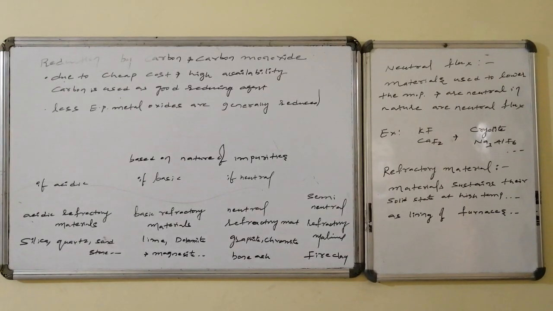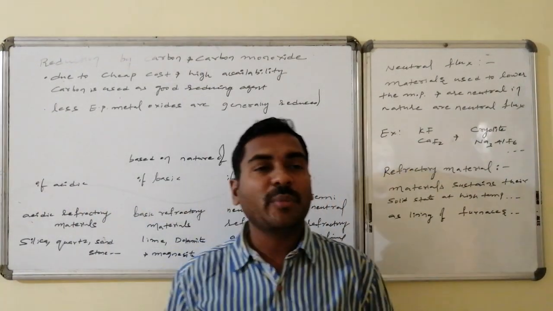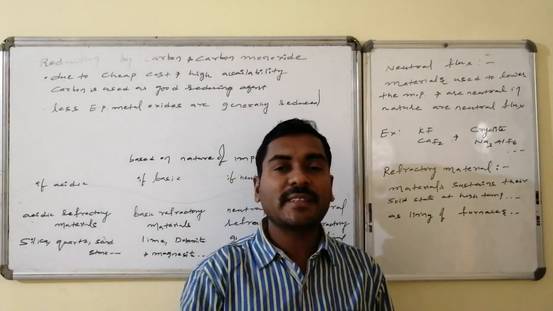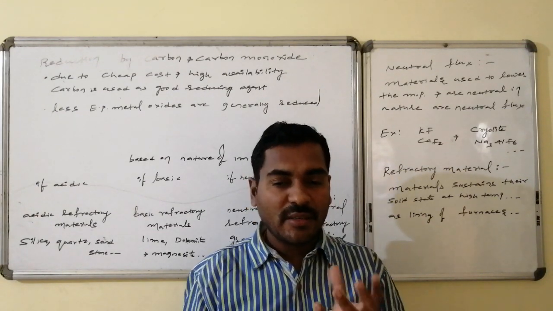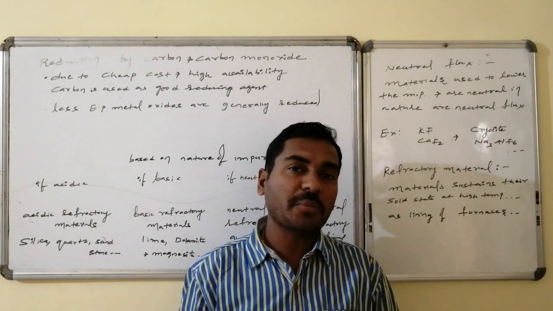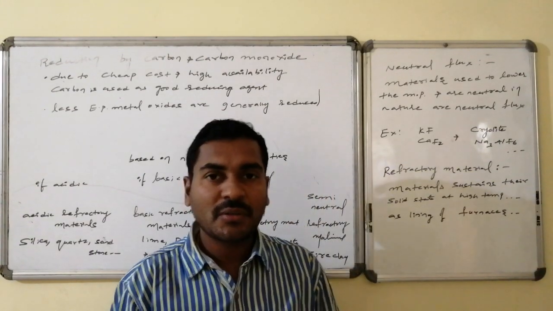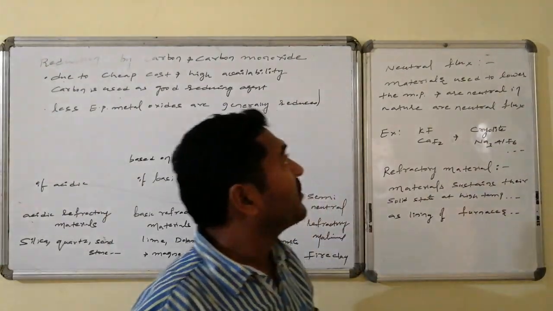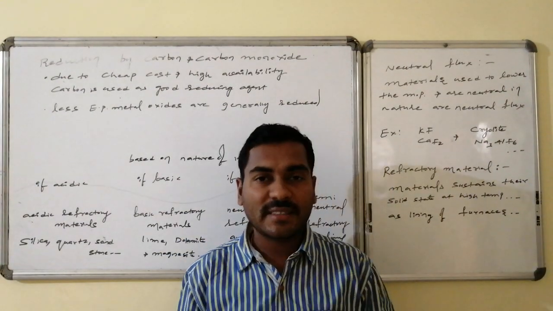Yes, we came to the flux, hence we have a brief discussion related to the fluxes also. If the impurity is acidic in nature, we use fluxes of basic nature. If impurities are basic in nature, then fluxes of the opposite, acidic nature, are used to reduce the melting point.